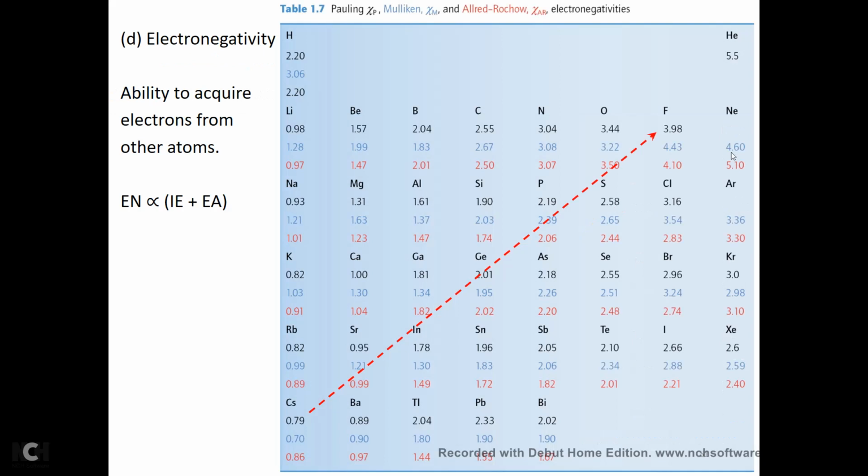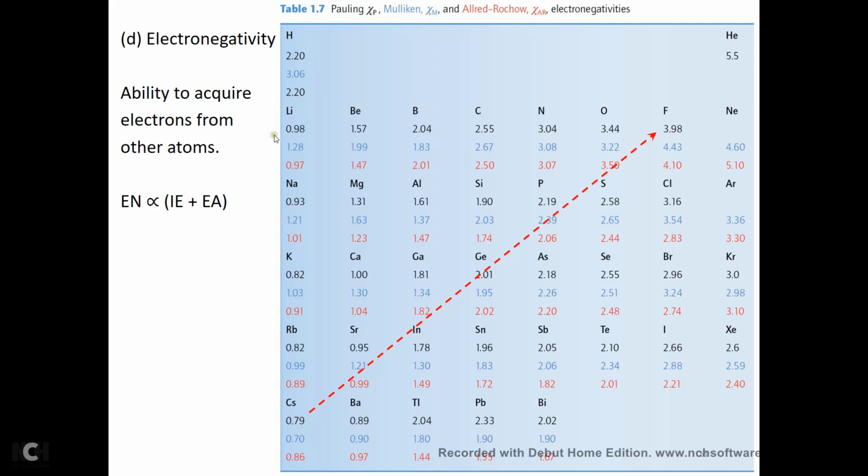Now, electronegativity is the ability to acquire electrons from other atoms, or if you have two atoms forming a bond, it's the ability of the atom to grab the shared electrons. For example, if you have an HCl covalent bond, chlorine has a higher electronegativity than hydrogen because two electrons are being shared by hydrogen and chlorine, but these two electrons are closer to the chlorine atom.